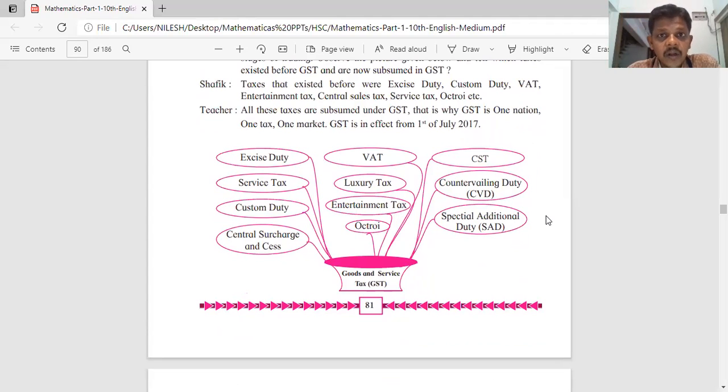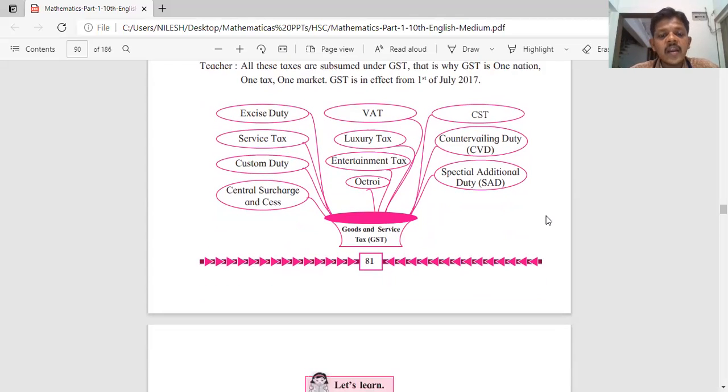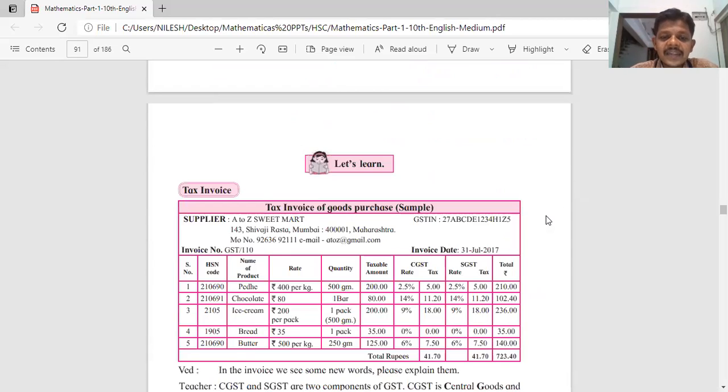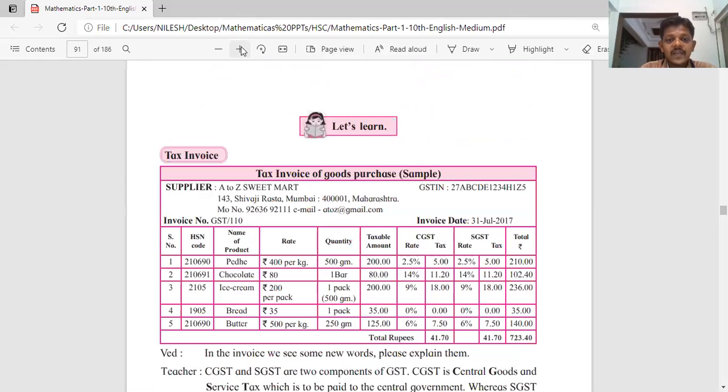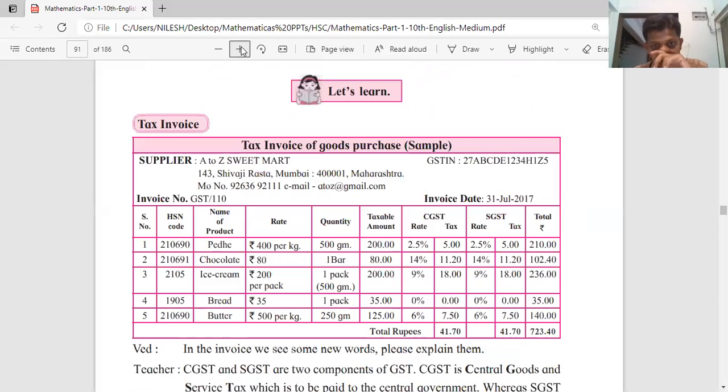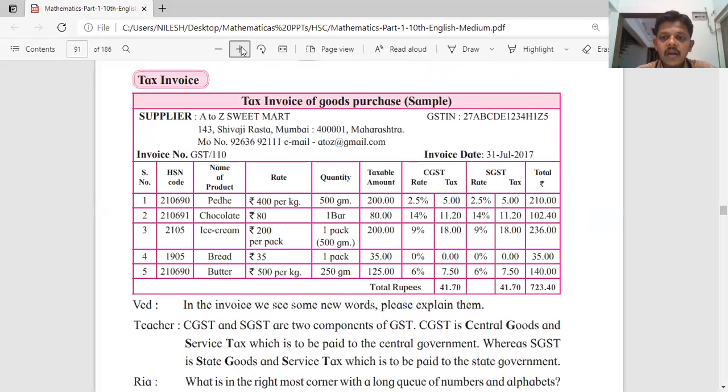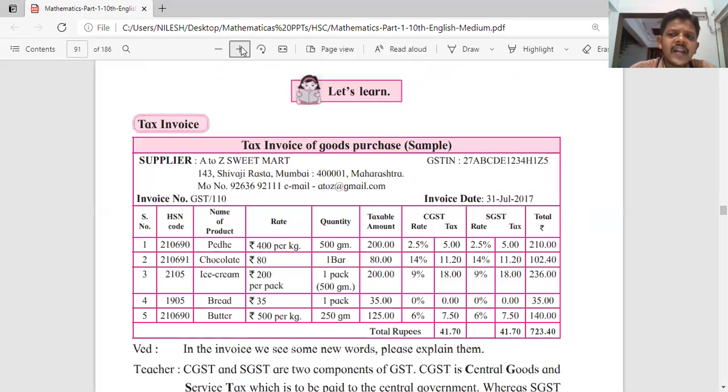GST, important date to be memorized. You can remember this thing. GST is in effect from 1st of July 2017. So now almost 4 years have passed that this law is in enforcement. Let's learn. Look at this tax invoice. Now, this is how a typical tax invoice looks like. All over the country, every tax invoice will look like this only.